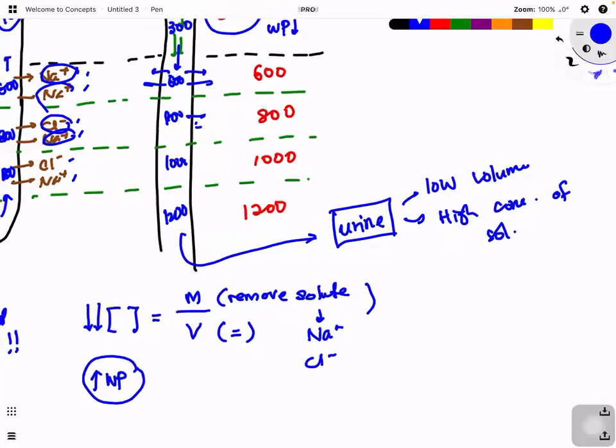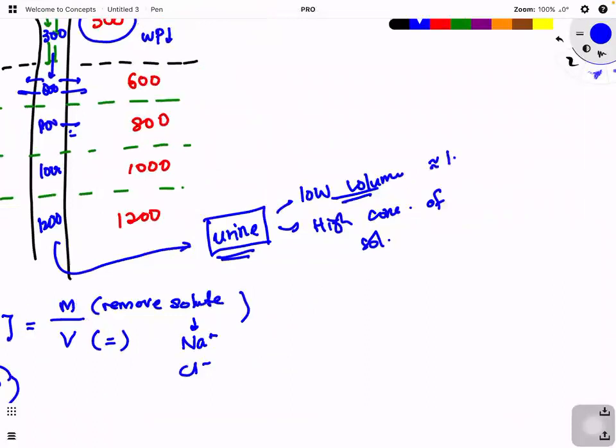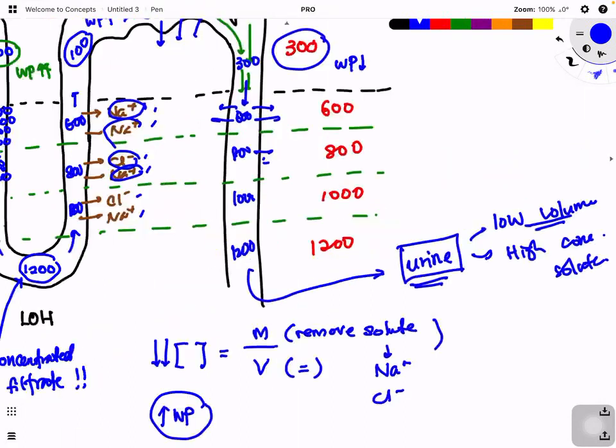At the end of the process, we produce urine with a low volume. How much? Roughly about 1.5 to 2 liters per day. At the end of the process, we are going to have a low volume of urine with high concentrations of solute. Get the idea? Okay, so I repeat again.